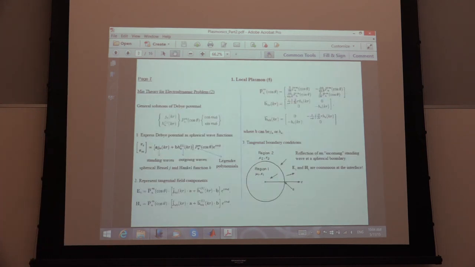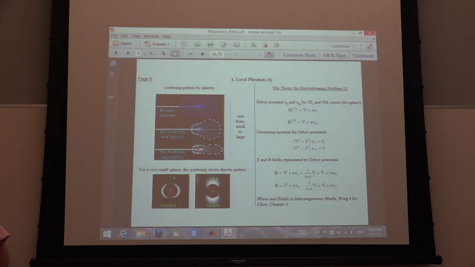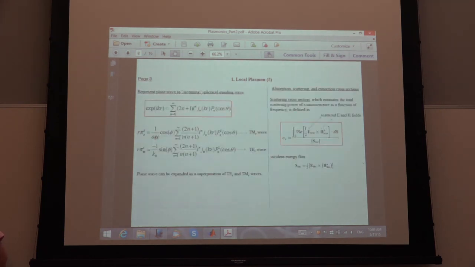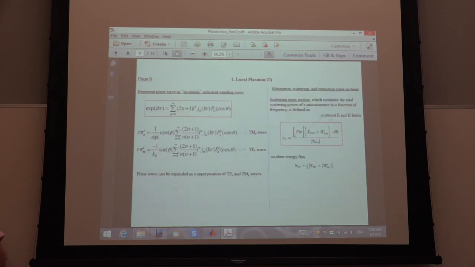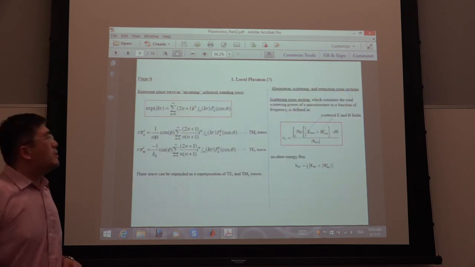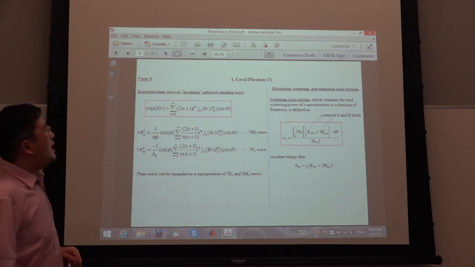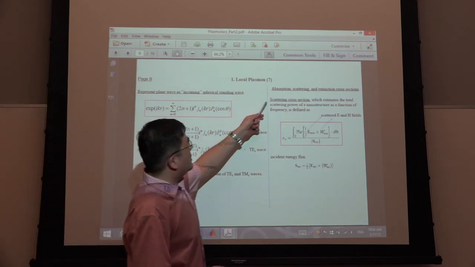So the regular way is to use Mie theory to analyze sphere scattering. This is called Mie scattering. I use Mie scattering for the analysis. I gave the definitions of absorption, scattering, and extinction cross-section in the last lecture. How about the scattering cross-section?